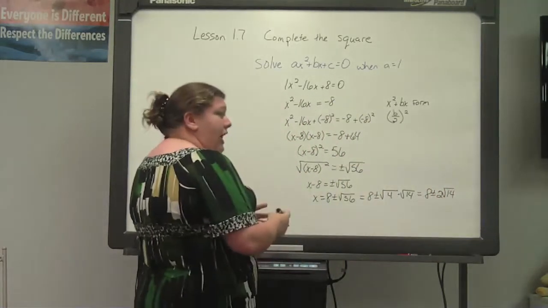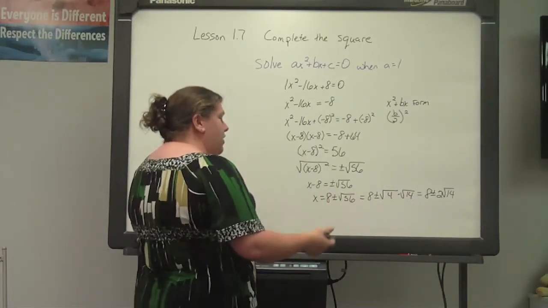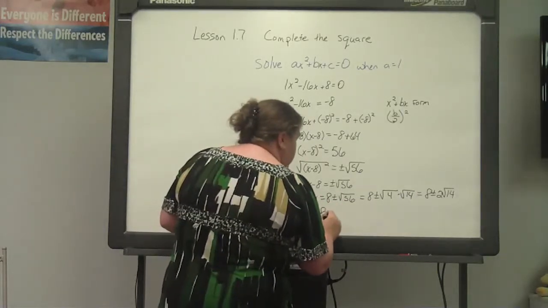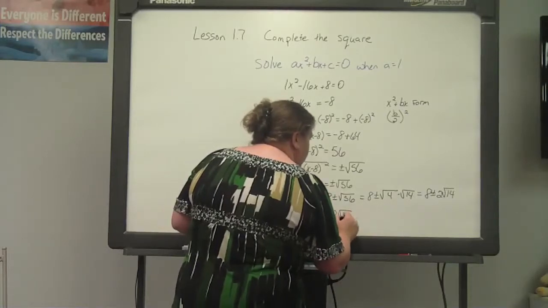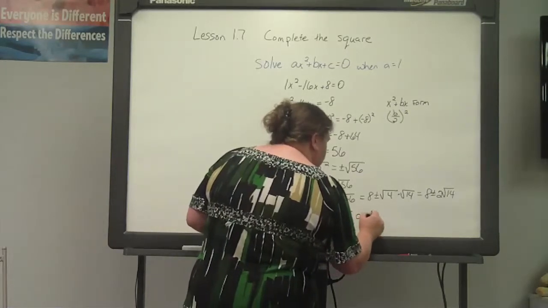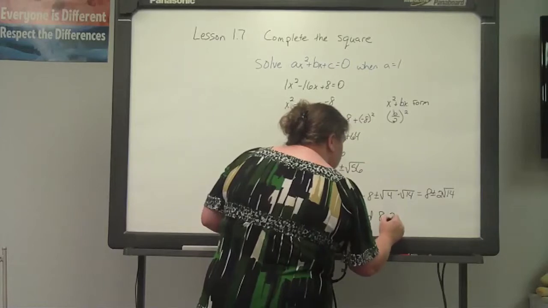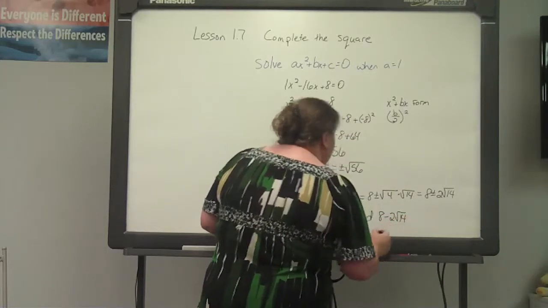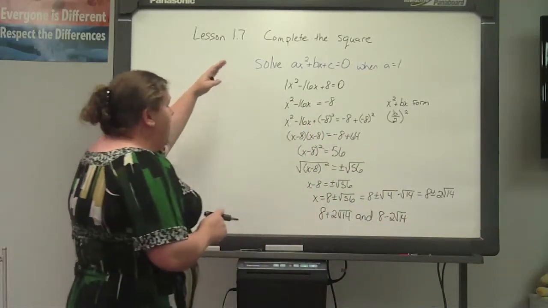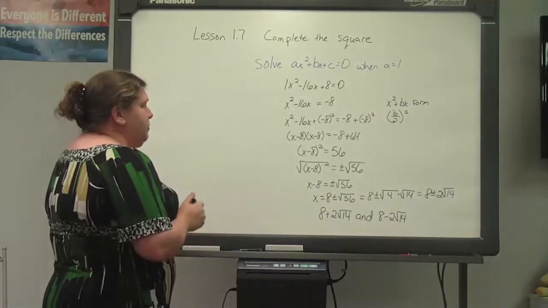So if I want to write my answers separately, my answers are going to be 8 plus 2 square root 14 and 8 minus 2 square root 14. And that is how we solve x squared minus 16x plus 8 equals 0.